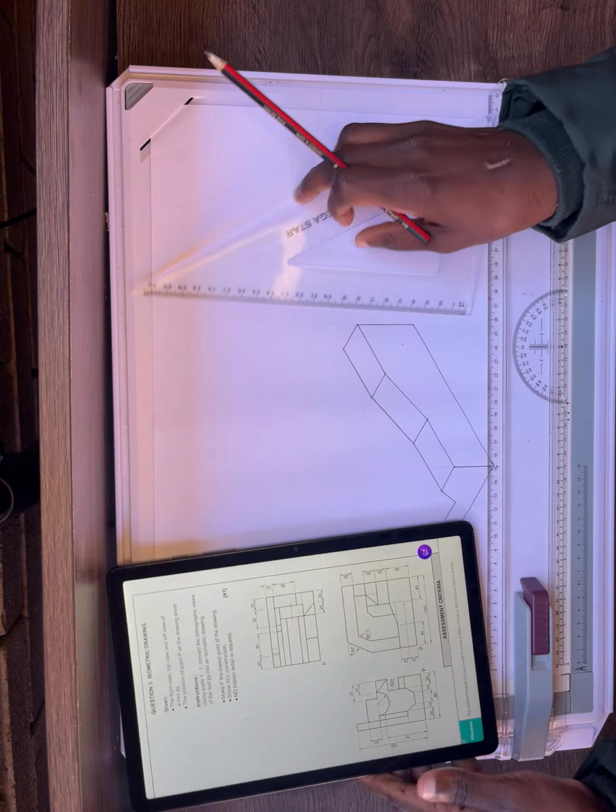Then let's take it this way now. Going that way, what is the dimension? You see already, I'm just following this route. So now I did this one, this one, this one, and this one. Now from here to here, what is the dimension? It is 20. So I must measure what? 20 here.